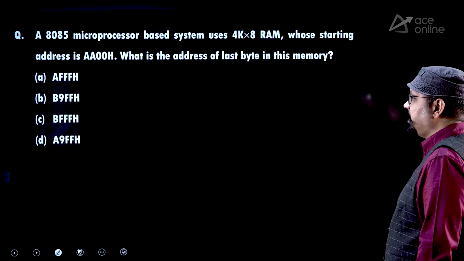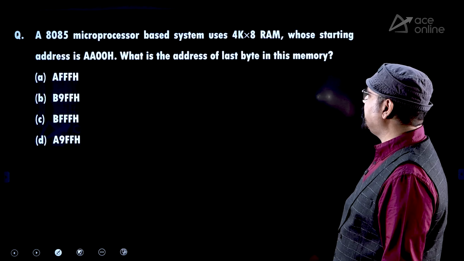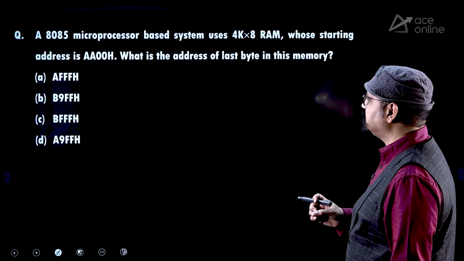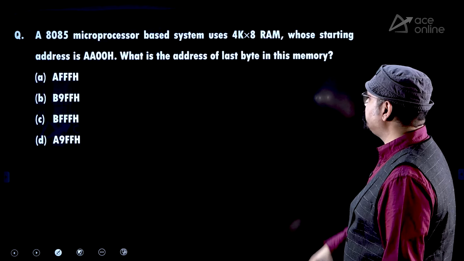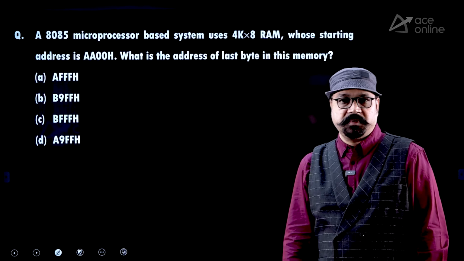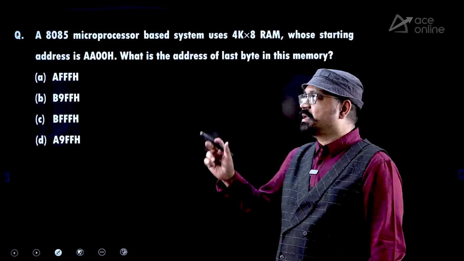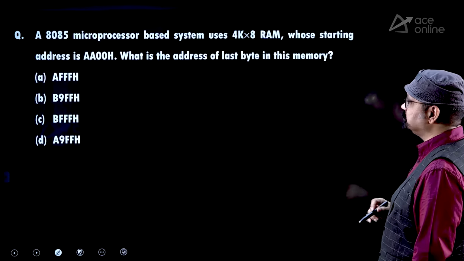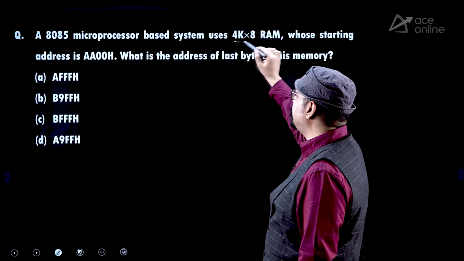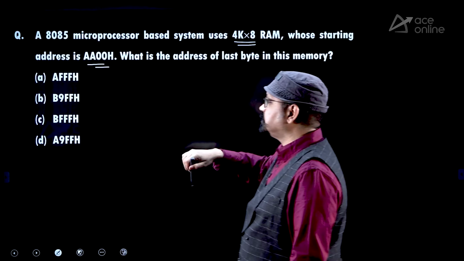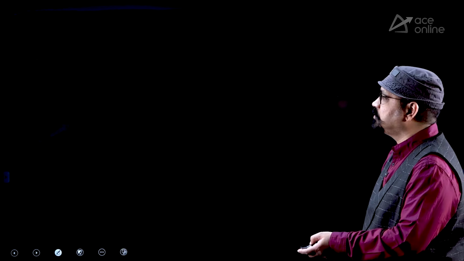An 8085 microprocessor based system uses 4K by 8 RAM whose starting address is AA00 hexa. What is the address of the last byte in this memory? In the first question, starting address and end address were given and they asked the size. In a different way, this is formed. What is the information given to you? 4K by 8 RAM and the starting address is AA00 hexa. End address is asked. Let's do this.